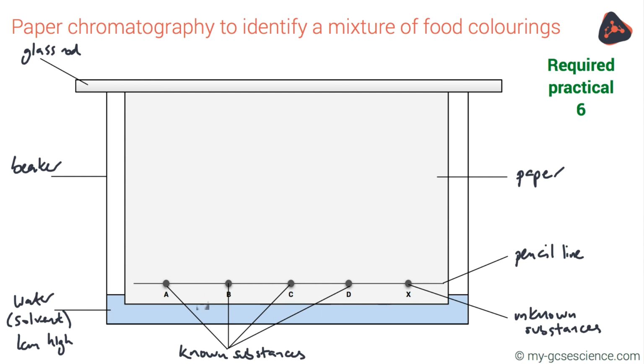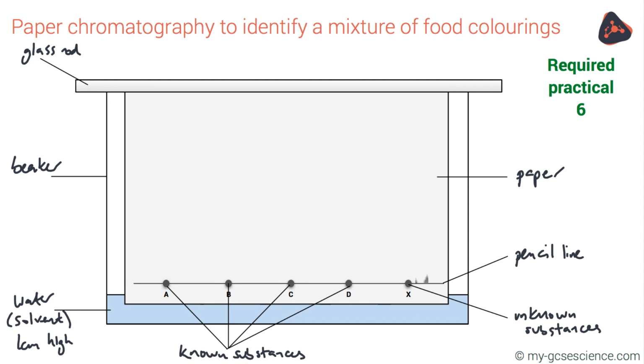Then using your pencil you can just mark out little X's to show where each of the spots are going to go. And then you use a small glass capillary tube, which is a very thin glass tube, to take a small sample of each of the colourings and put them on the 4 spots here for each of the known colourings A to D. And then finally on the 5th spot you're going to put your unknown colouring, X. Make sure that when you actually use the capillary tube to apply the spot, you don't let it spread out too far, as that might interfere with the results.